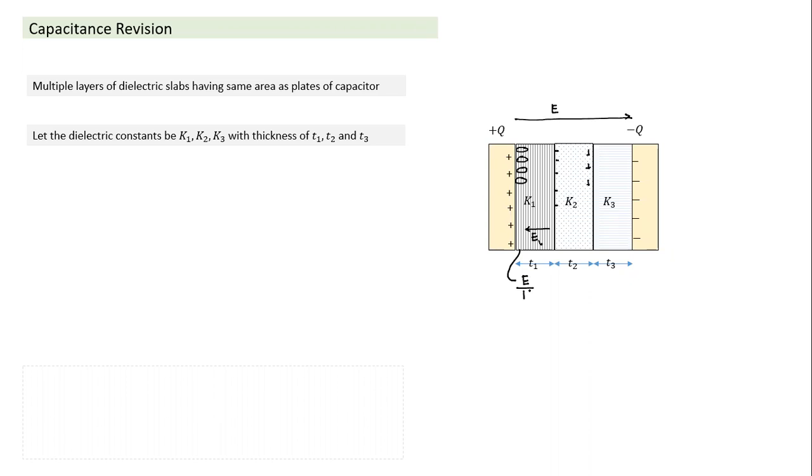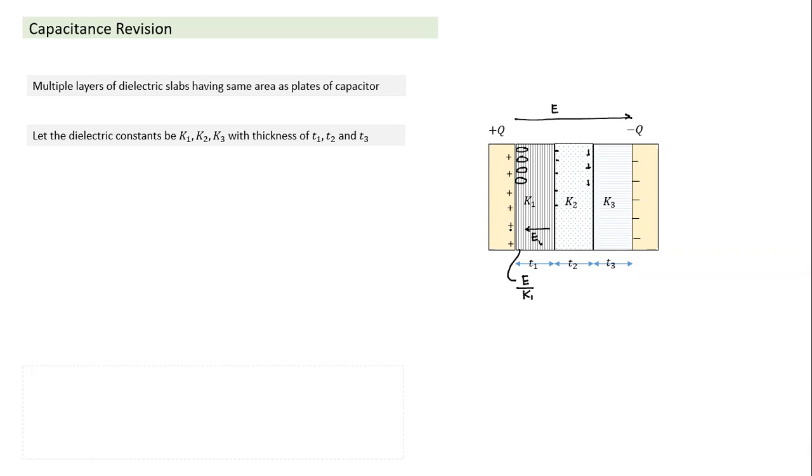and net field is equal to E divided by K. What is E here? E is the field if this space was occupied by vacuum. So field due to presence of dielectric becomes 1 by K times. Field becomes lesser because of induced charge, induced field. And induced field is always in the opposite direction.